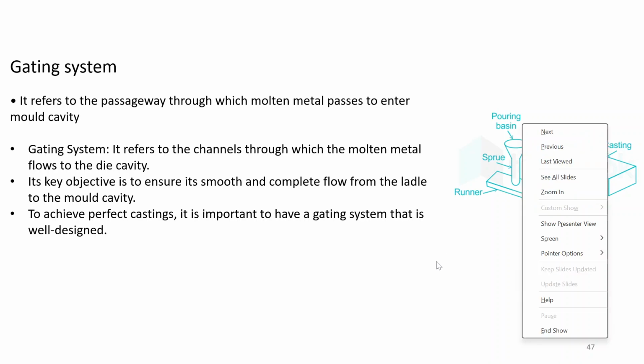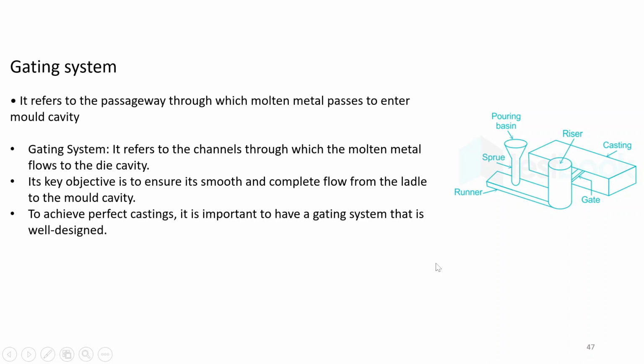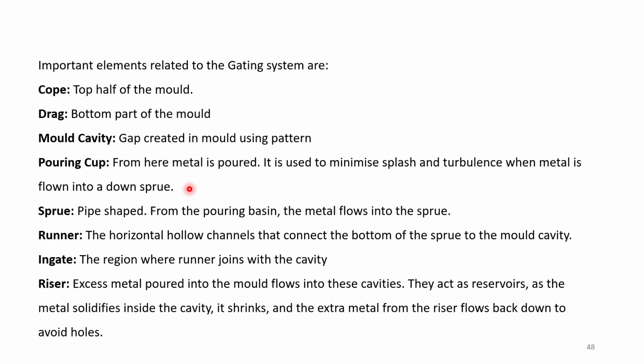Now these are the various elements, and these are the definitions given here. Cope is the top half of the mold, drag is the bottom half. Cavity is the gap that is created in the mold using the pattern, the hollow cavity. Next you have pouring cup. From here metal is poured, and it is used to minimize splash and turbulence when metal flows into the downsprue.